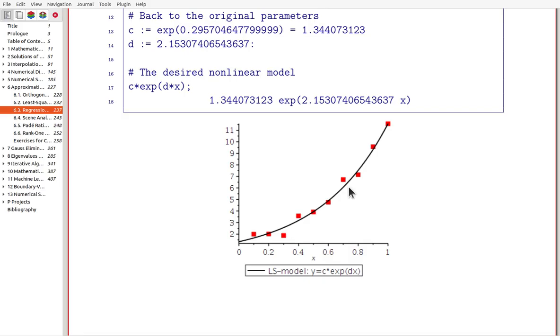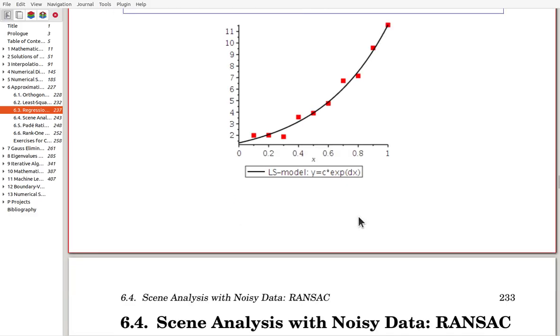Nonlinear models can be linearized in many cases. However, in reality, for most complicated nonlinear models, you cannot linearize. In that case, you have to solve by using some nonlinear solver like the Newton method. But solving this least squares nonlinear fitting problem is not so simple. In the machine learning class, we'll deal with those algorithms. Here, we simply consider only linearizable nonlinear models. Okay, thank you.